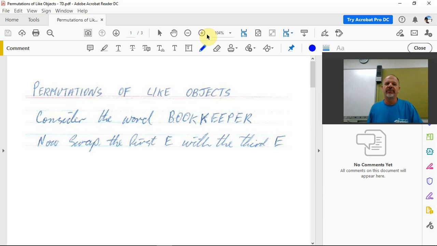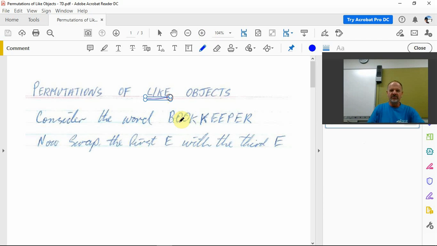So, still looking at permutations now. We're looking at what we call like objects. Now, you might have, or you may not have, but in the previous lesson when I grouped those books, the Chem, Physics and Bio, you might have thought, are they the same? Well, maybe they are, maybe they aren't.